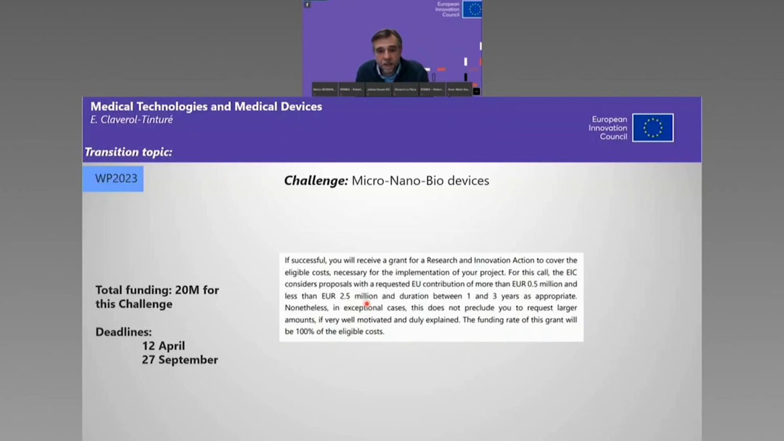It's a grant. Duration 1 to 3 years seems appropriate. We set up a low bar of 0.5 million because operationally it's very difficult to manage very, very small projects, but typically most of them approach the maximum 2.5 million in terms of requested grant. And we cover 100% of the eligible costs.